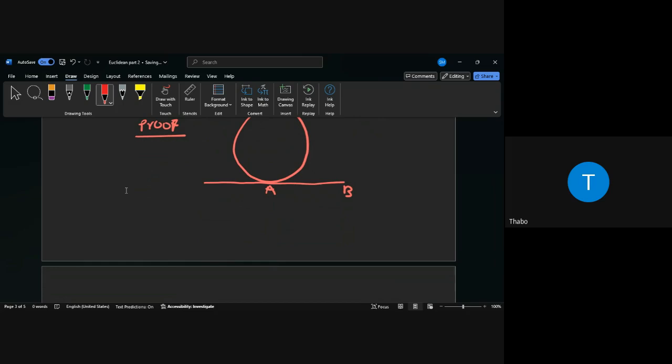Guys, which one are we proving between the statement and the conclusion? The statement. You're proving the statement.